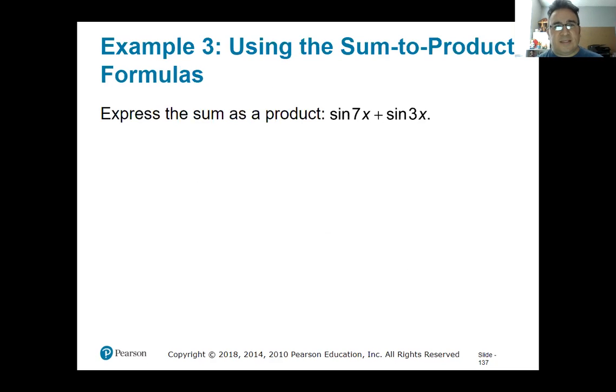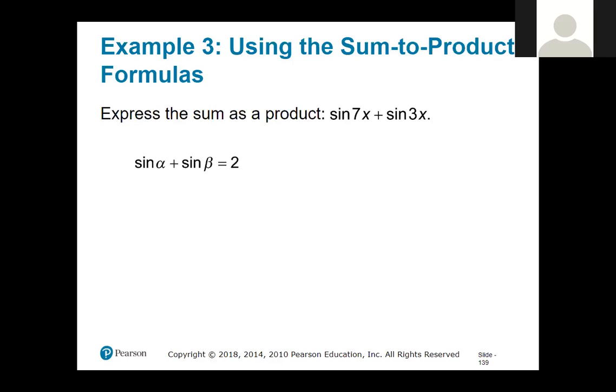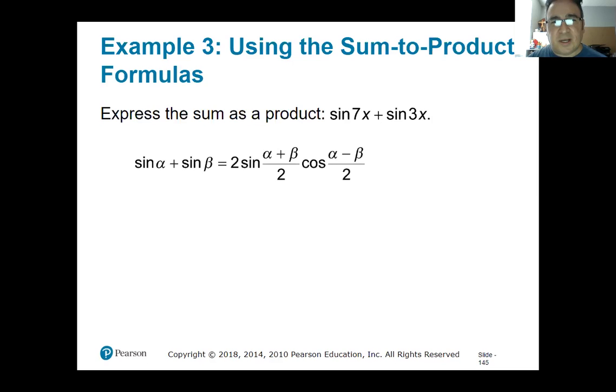Okay, express the sum as a product. So we have sine of 7x plus sine of 3x. So which formula do we need? Nicole, now that I get to hear your voice, which formula is it? Or anybody else? Sine of 7x plus sine of 3x. What's the formula? Is it 2 sine A plus B over 2 cosine A minus B over 2? Very good. Good job.